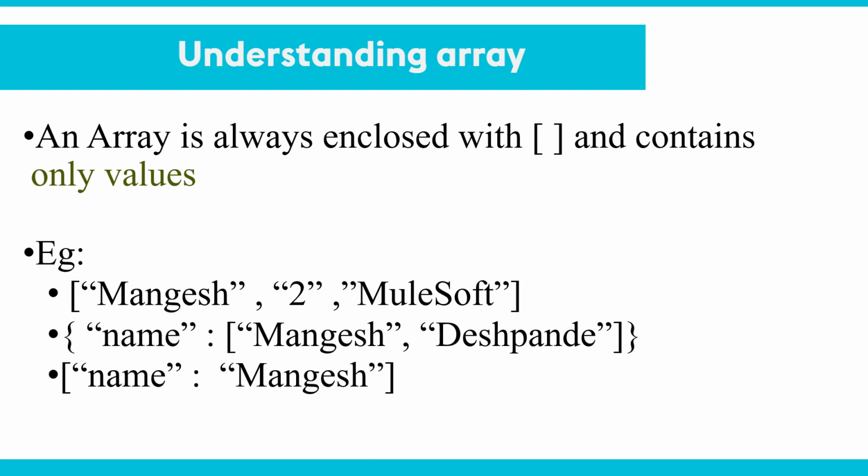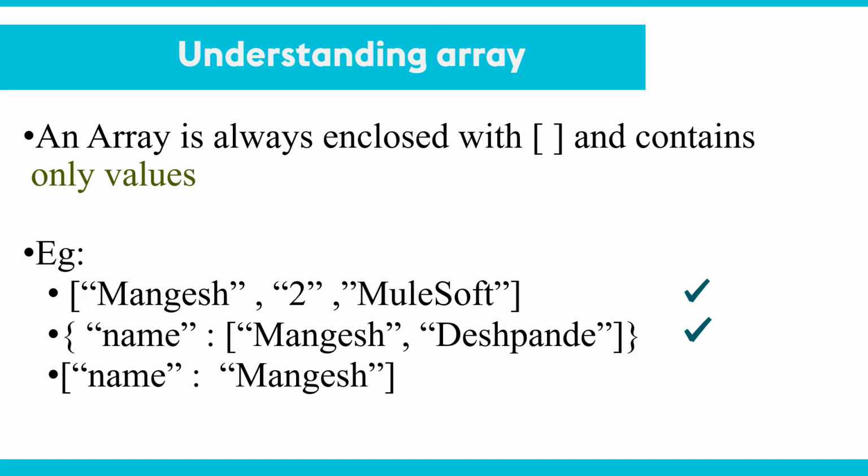valid array or object. So the first one is Mangesh, comma 2, comma Mulesoft. So these are three different values separated by comma. So it is a valid array. Next comes name colon Mangesh comma Deshpande. So in this, the outer one, if you have guessed it already, is an object because it is having name colon value, and the value is an array because it is enclosed in square brackets and it has multiple values. So the inside one is a valid array.